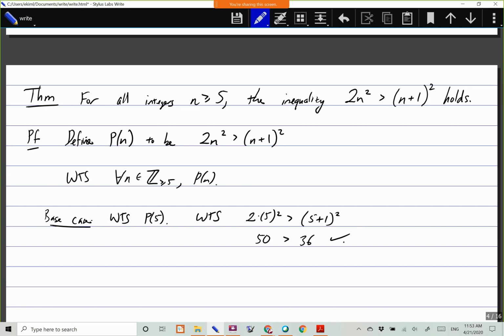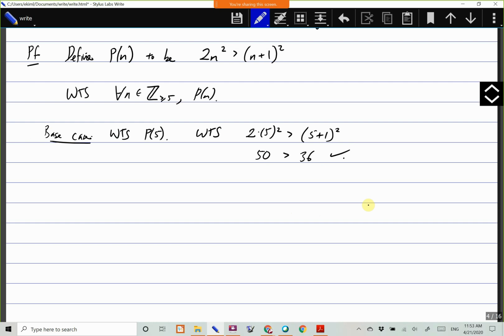And base case is usually real nice compared to the inductive step. That's not always true, but the base case is usually nice because there's usually not very many variables floating around because you've plugged in for n. Often a 1, in this case, plugged in a 5. And for the inductive step, I don't think I have time, so we'll probably pick this up tomorrow.